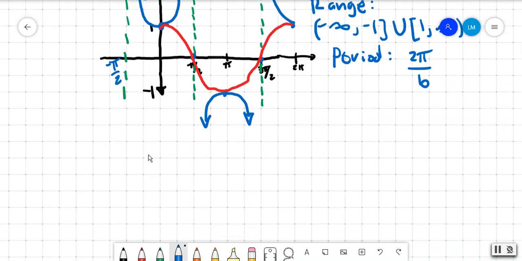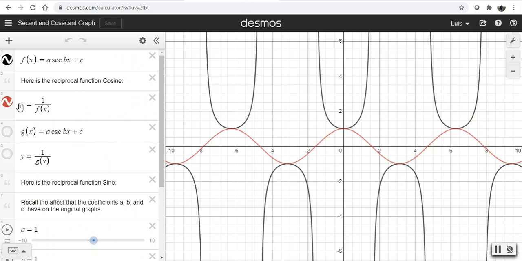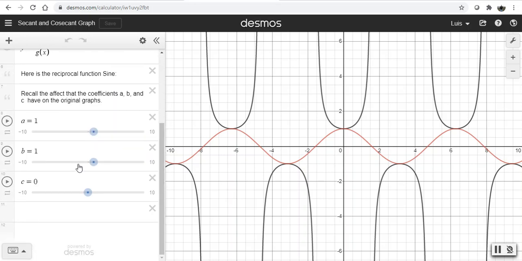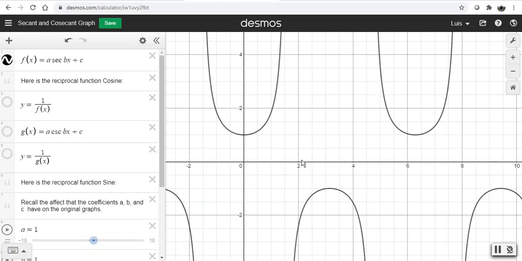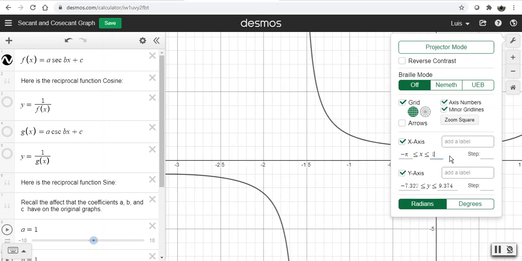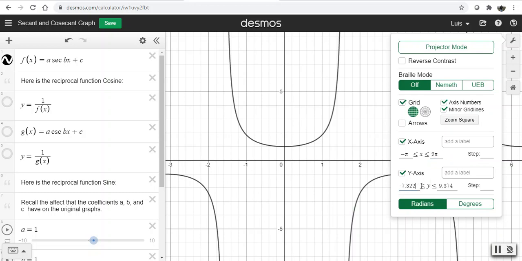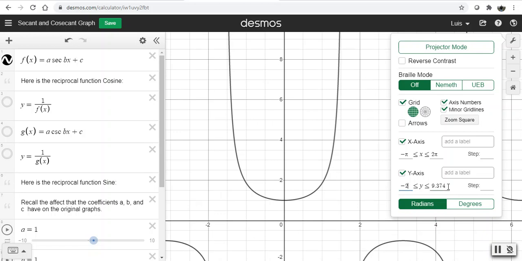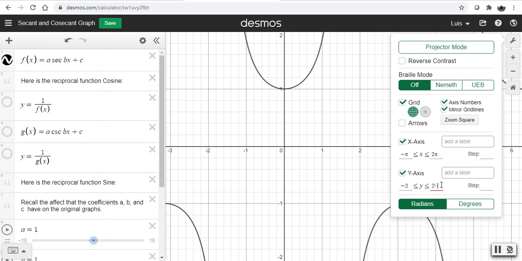Now, if you want to clean that up, you can go to our Desmos graph and look at secant of x for when a is 1 and b is 1. I don't want to see the reciprocal function. So in this case, we can see that this is the graph of secant. Now, if I change this, let's say from negative pi to 2 pi, and then change the range from, let's say, negative 2 to maybe 2, or actually maybe 3.